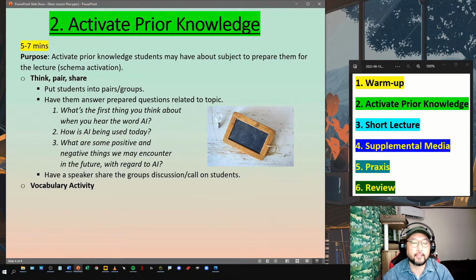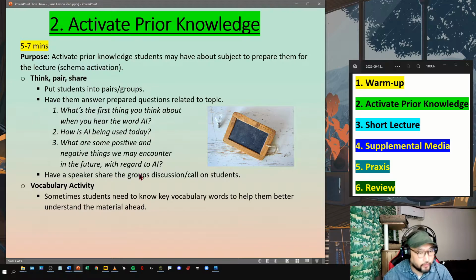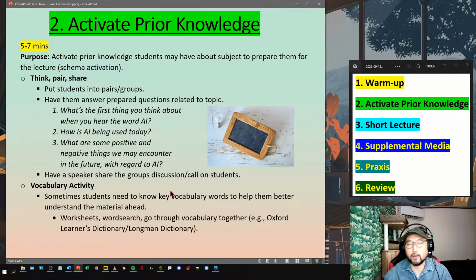Another important schema activation activity would be any kind of vocabulary activity. A lot of times in the lessons that we teach, there are important words that students may not be familiar with, or maybe they need a bit of review. So having some sort of vocab activity is going to really help prepare them for the lesson that's going to come.